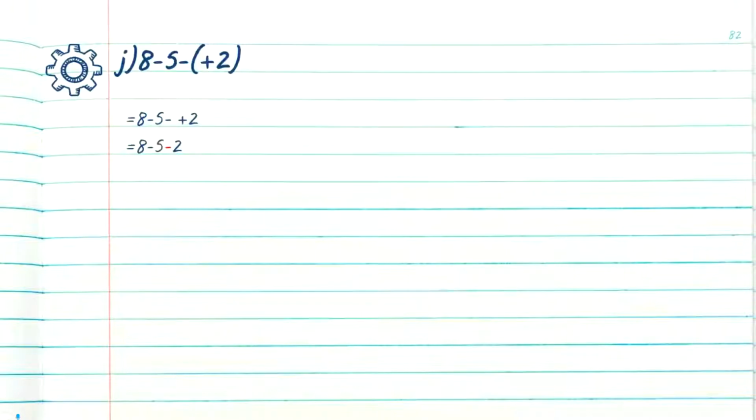Now that our line is clean, we can go ahead and start solving. So 8 minus 5 is equal to 3, and we drop the rest of the equation. 3 minus 2 is equal to 1, and so there's no further operations required. We can just say that the final answer is 1.